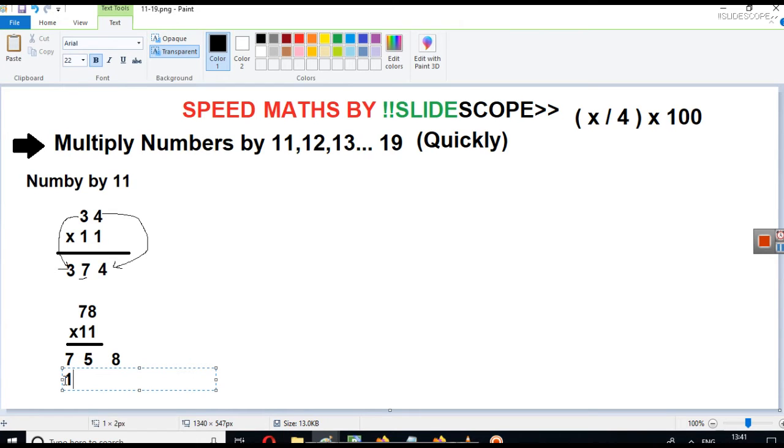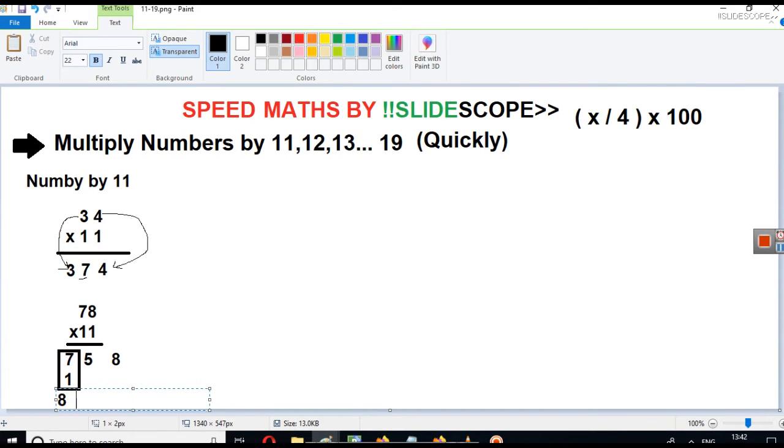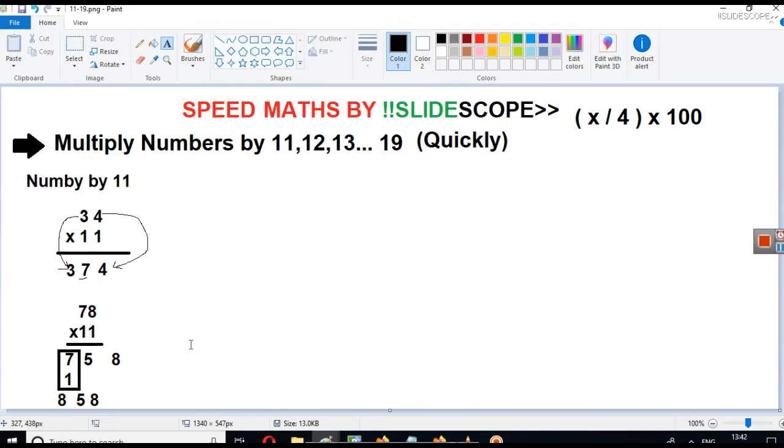Whatever carry is coming, you add that carry. So your first digit will become the sum of this carry, right? So your answer will be 858 and not 758, because in this case you have one carry here. You can perform these types of calculations in your mind. It needs a simple practice. By practicing them you can calculate them.